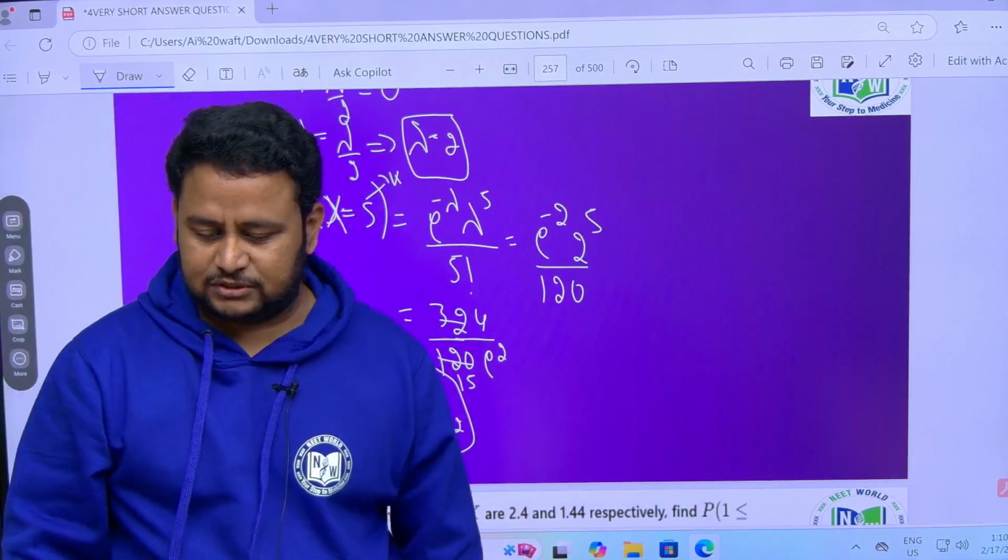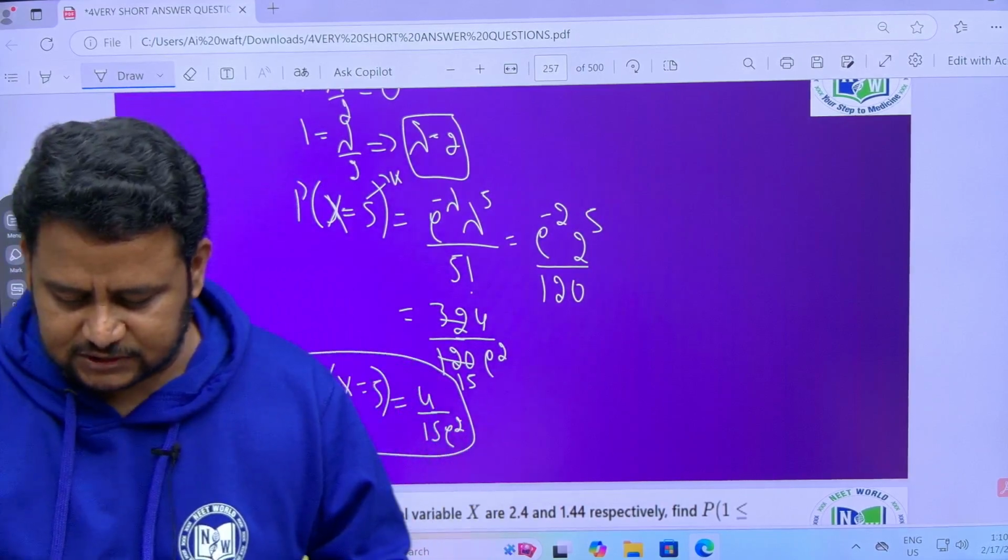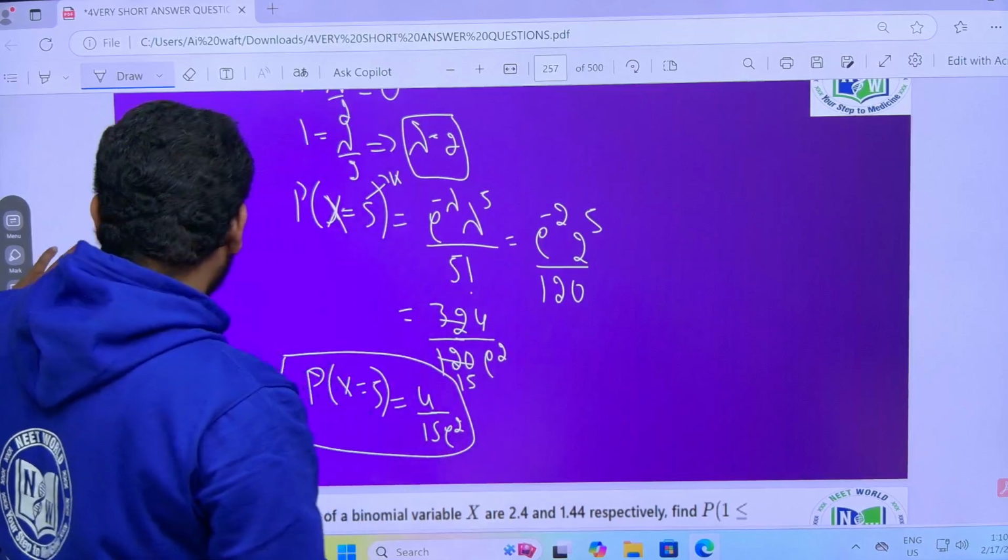Friends, this is how you solve this question. 4 by 15 e square. This is how you solve this question. I hope it is clear.